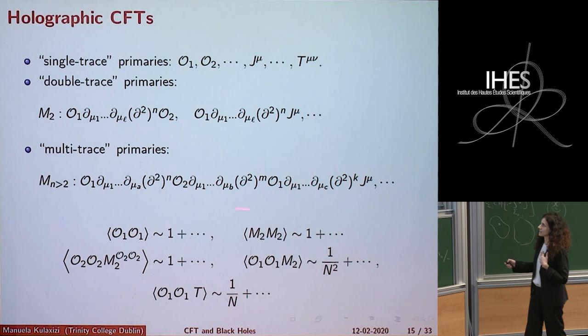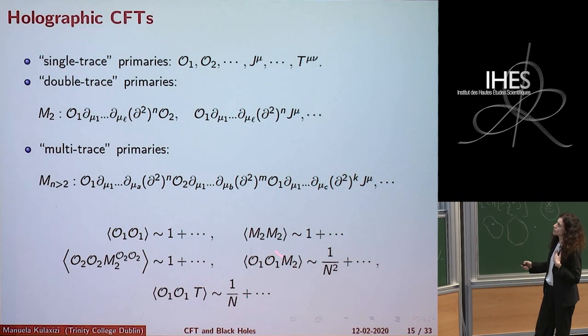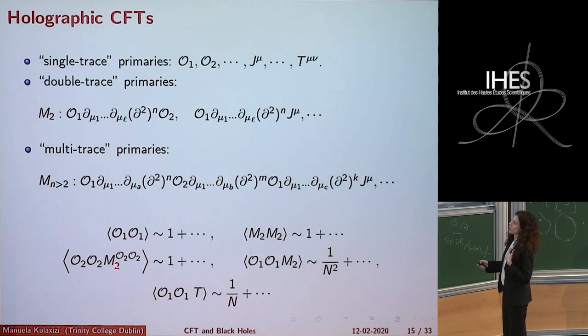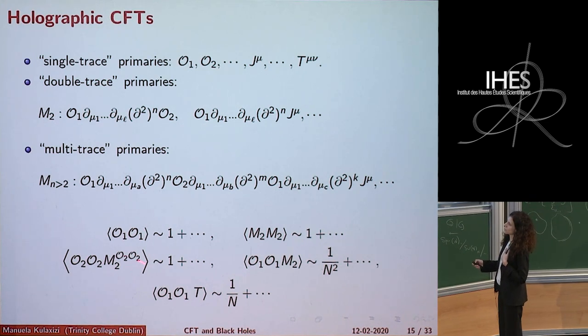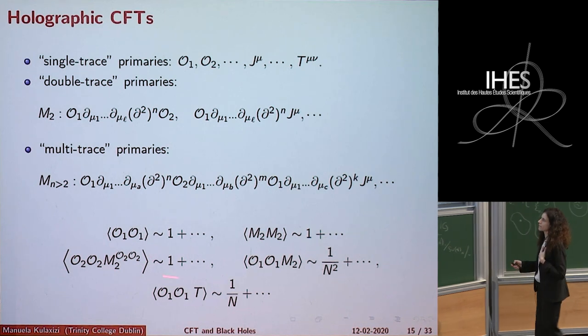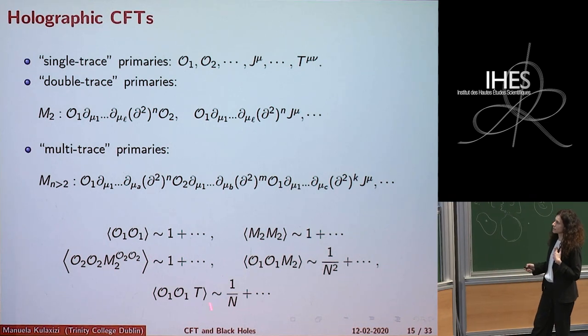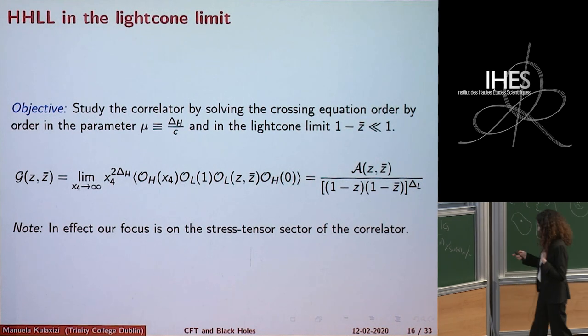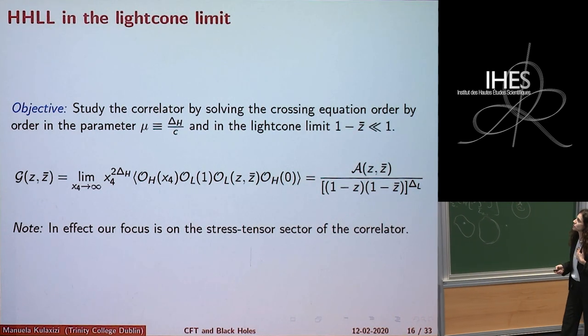where both operators are the same. Now, when we have two scalar operators, say O1 and O2, and the composite operator depends on two different operators, then the correlation function behaves like 1 over N squared. When the composite operator is made out of the two operators that we have here, then it's of order 1. And in general, when we see the stress tensor in the middle with some other light operators, that behaves like 1 over N. So these are enough for what we're going to discuss here.